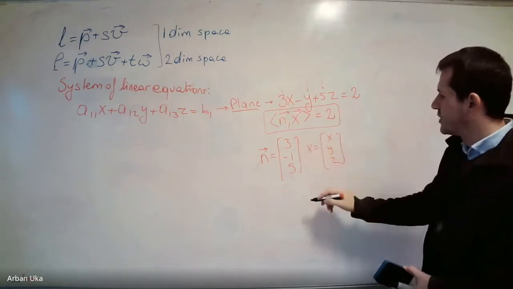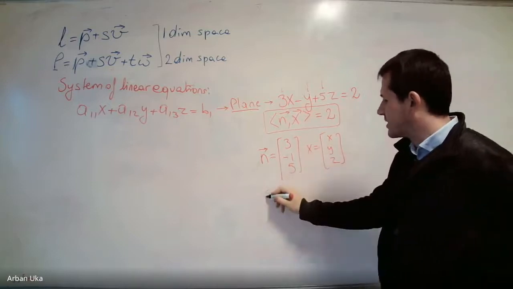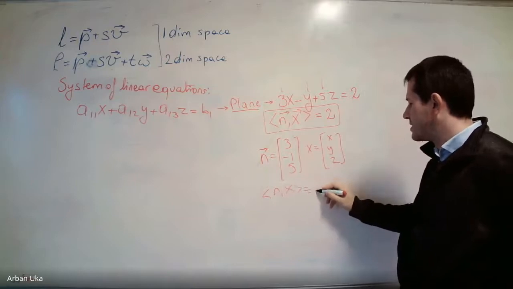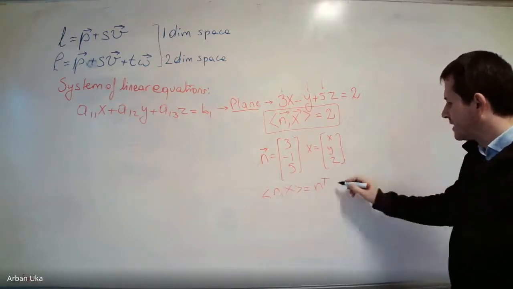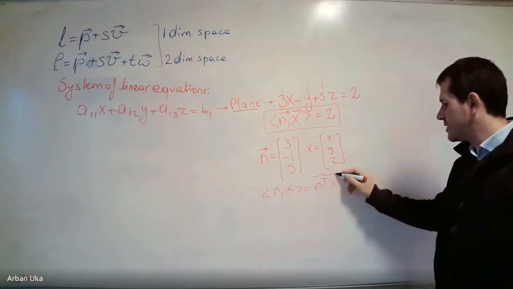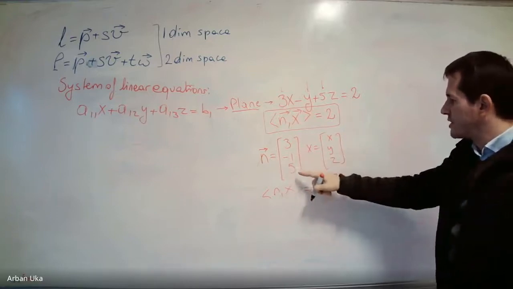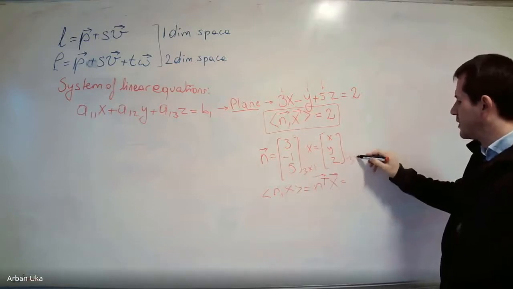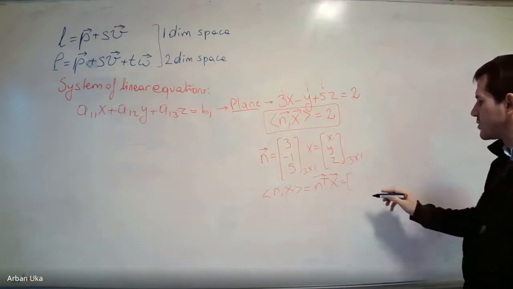Okay, and the inner product of these, what is the inner product of n and x? Reminder from the previous week's material, this is equal to n transpose times x. Okay, they are both vectors now. What is n transpose here? N is 3 by 1, and x is 3 by 1. N transpose becomes 1 by 3.